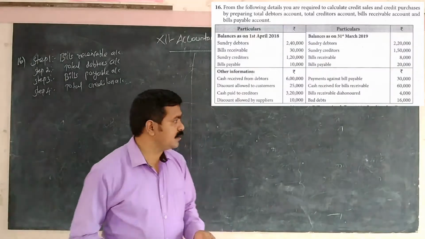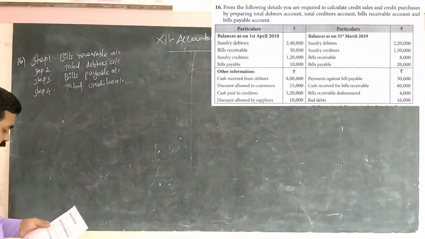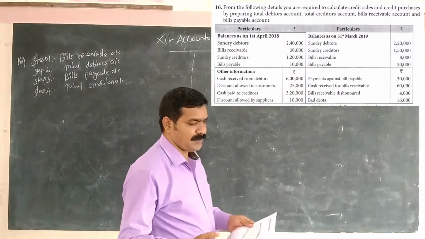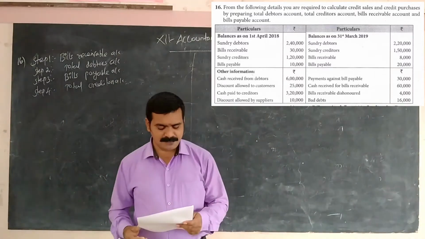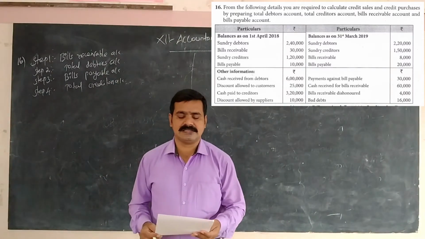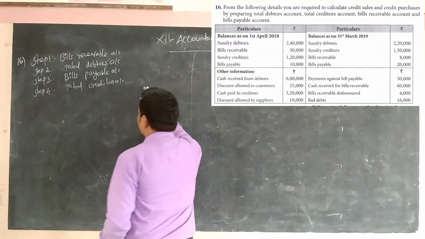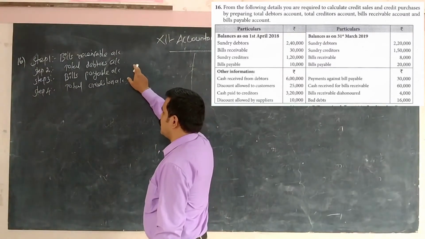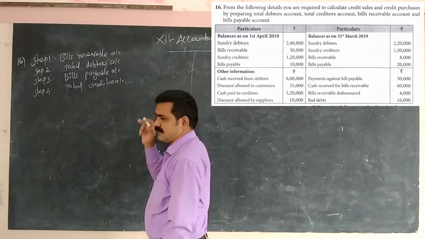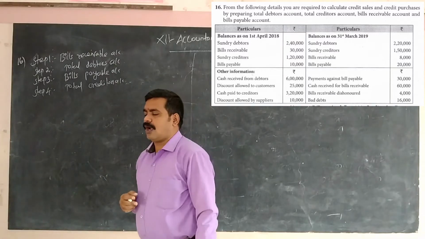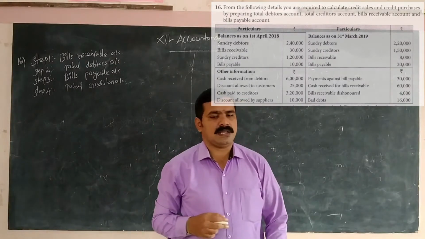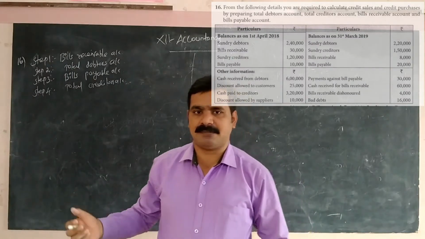Okay, I am going to start sum number 16. We already solved a lot of problems in the first chapter, up to problem 15. So we are going to start the 16th problem. The 16th problem has 4 steps: bills receivable, total debtors, bills payable, and total creditors. We already saw a lot of formats in this chapter.